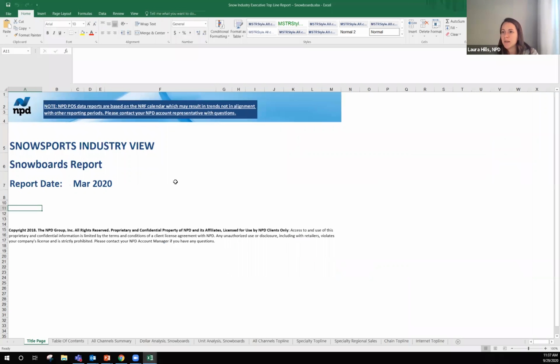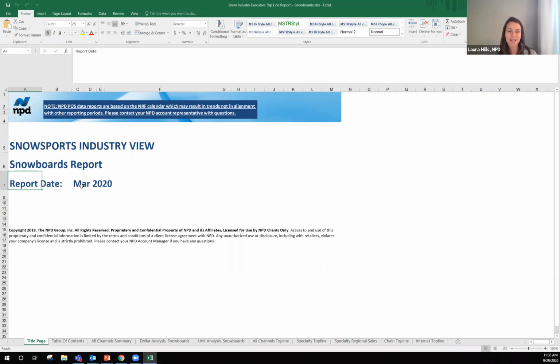Okay, so here's an example of the snowboards report. So this is one of the 3 that are specific to snowboard equipment. So you're looking at the title page here. The report date is going to show you the month that this was published in. So NPD publishes data for the snow industry for the months of August through March.